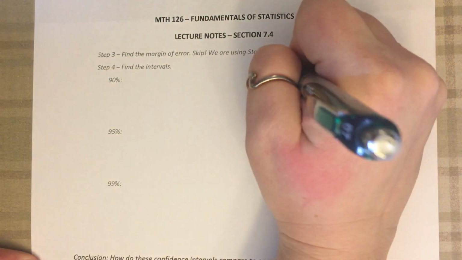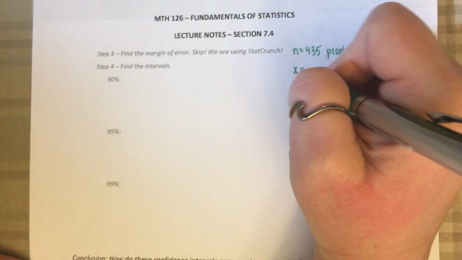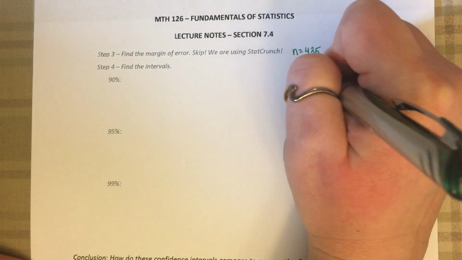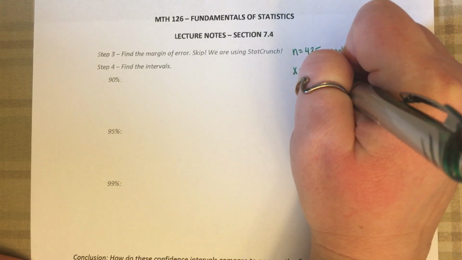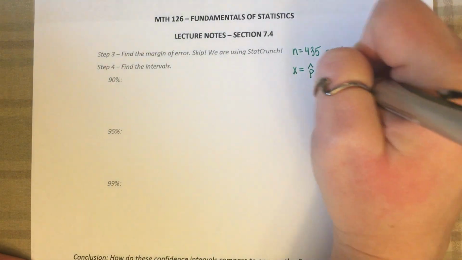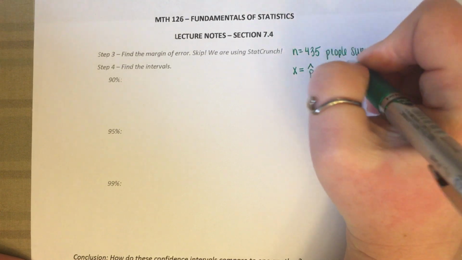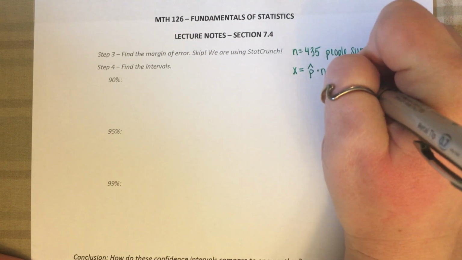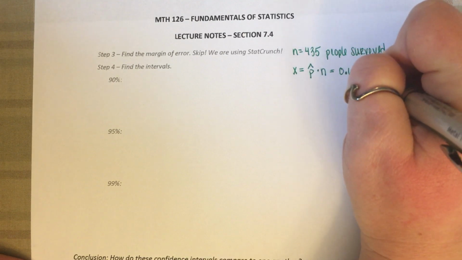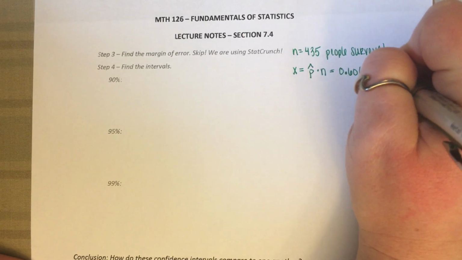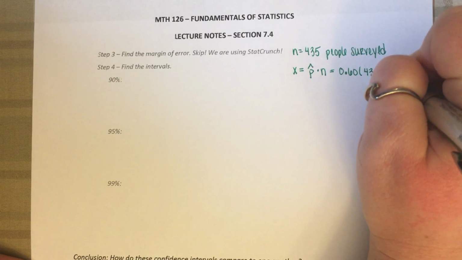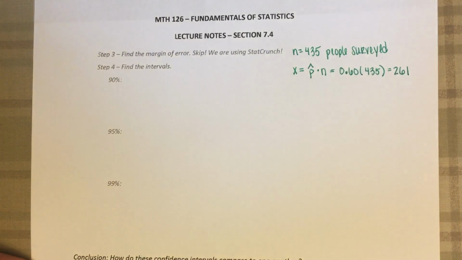So that is our number of observations that we're going to put in when we're using StatCrunch. And then our number of successes is our x. In this case, we aren't given our number of successes, so we're going to take p hat times n. Again, if you're testing your conditions, this is one of the multiplications that you do. So we're going to take our 0.60 times our 435, and we get 261. So those are the two values that we would be entering into StatCrunch.